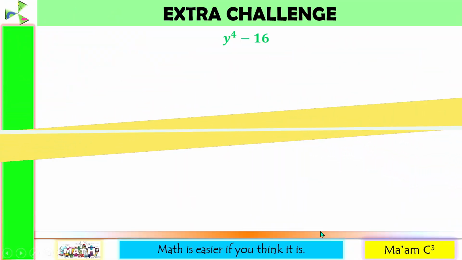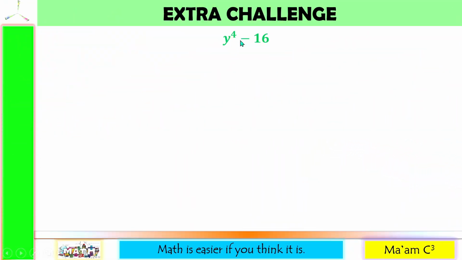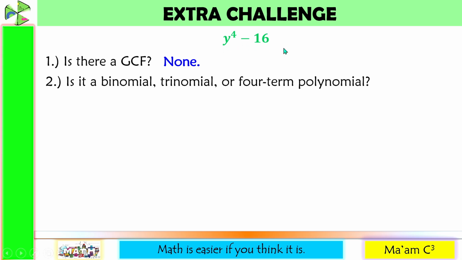Let us do an extra challenge, y to the fourth minus 16. Question, is there a GCF? There is none because this is only a variable while this one is a constant. Next question, is it a binomial, trinomial, or a four-term polynomial? Since there are two terms, then it is a binomial.